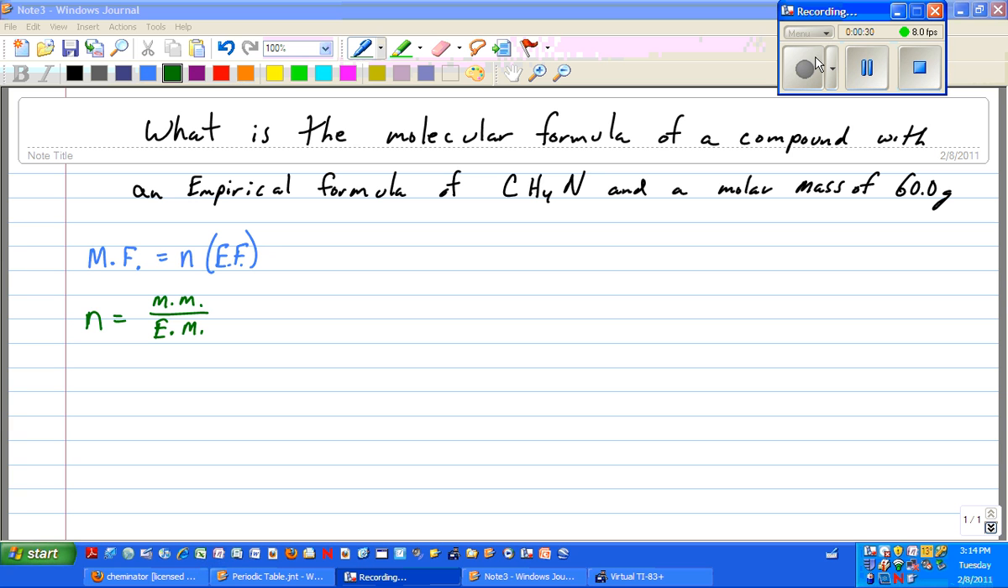So here's the example we're going to do. What is the molecular formula of a compound with an empirical formula of CH4N and a molar mass of 60 grams?